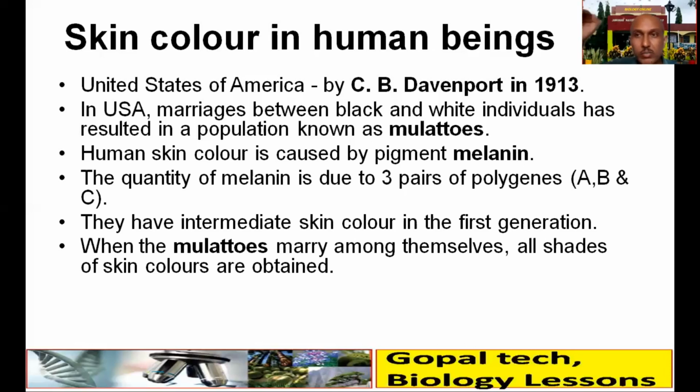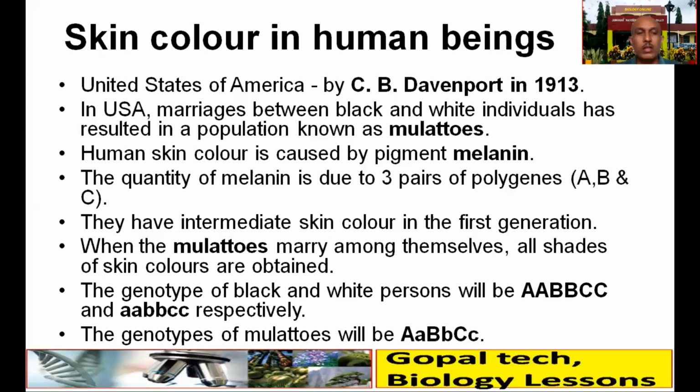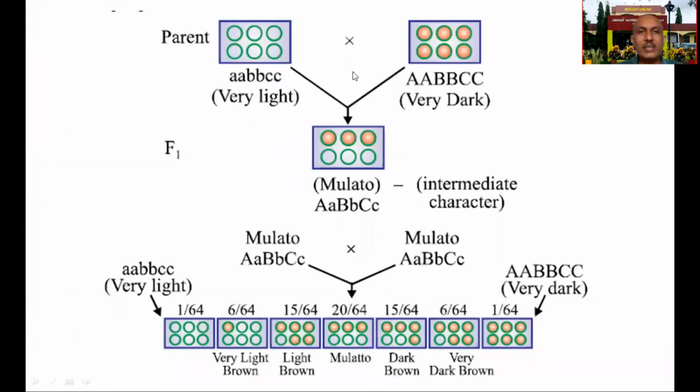You get a gradient, a quality. So the genotype of black and white persons will be, look here: if capital A, capital A, B, B, C, C, it is very dark or black. Small a, small b, small c is very white respectively. These are pure. Now the genotype of mulattoes, the combination of both: capital A is dominant over small a, so you get heterozygous: capital A small a, capital B small b, capital C small c. Okay, now see here, if the parent is this.